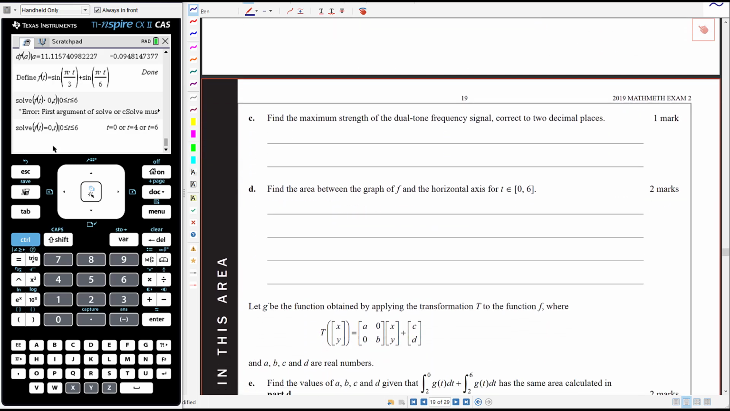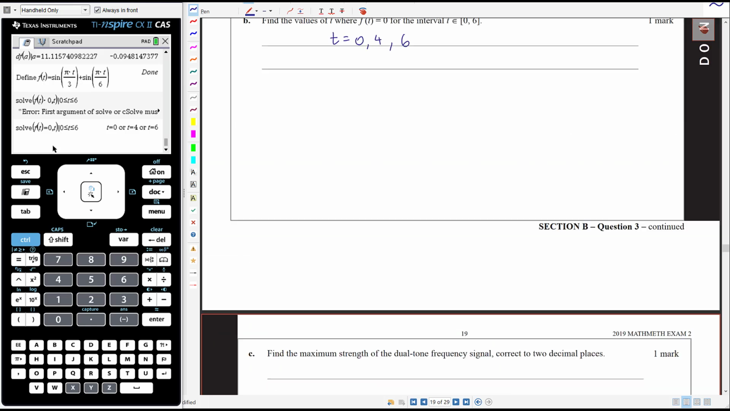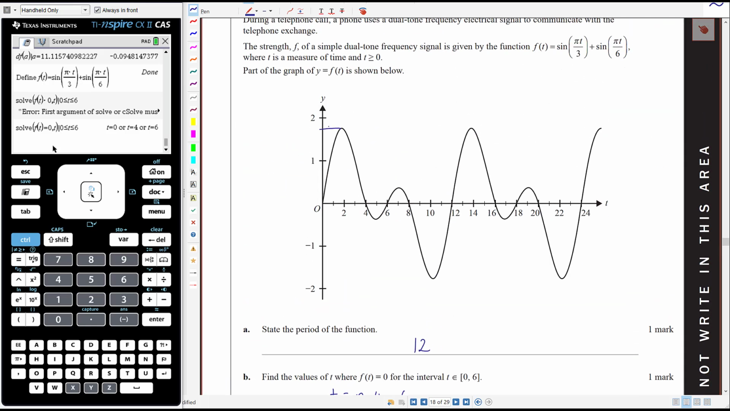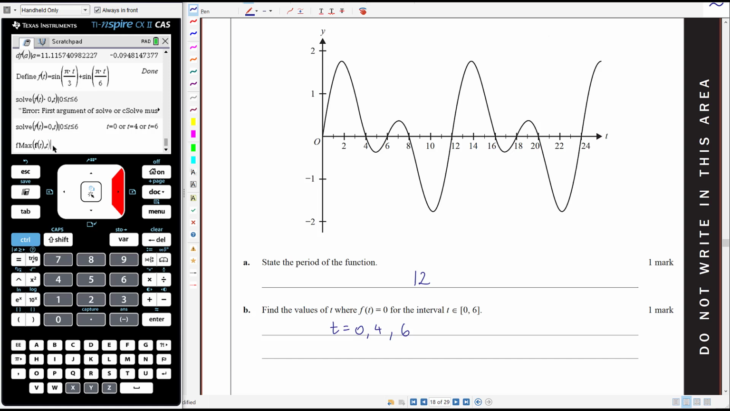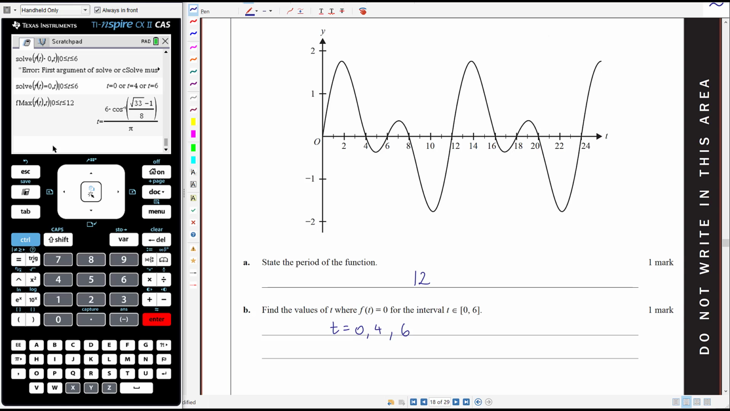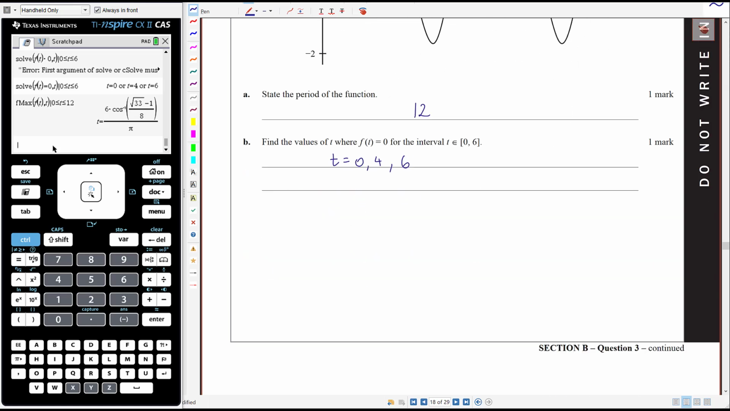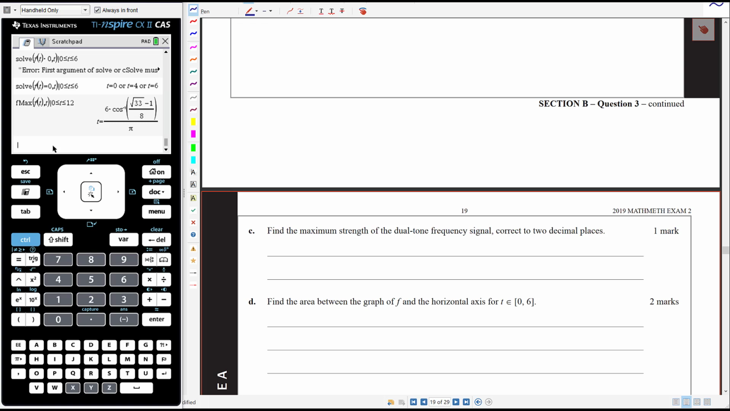Okay, find the maximum strength of the dual tone frequency signal corrected to 2 decimal places. So we want the maximum strength. We can see from our graph it's at this point here. So I might just do menu for 8 function maximum of f of t just over the first period, because then it'll be the same for every other period. So given that 0 is less than or equal to t, which is less than or equal to 12. What did it say? Correct to 2 decimal places.